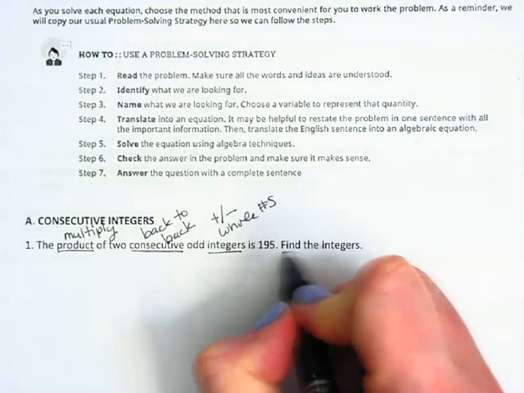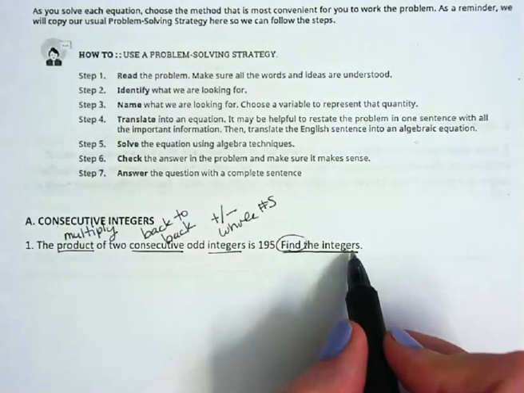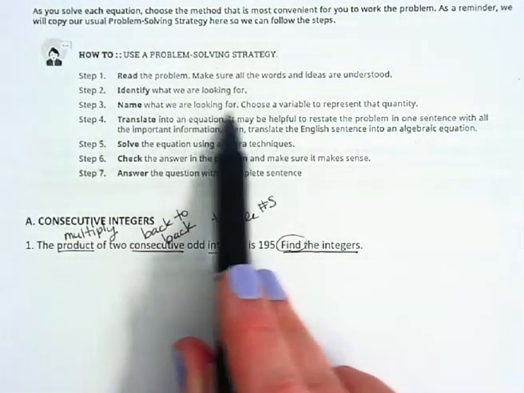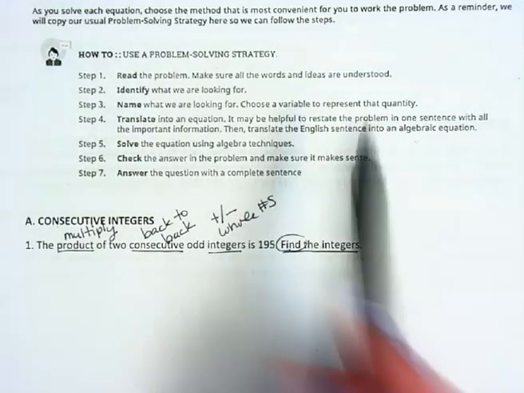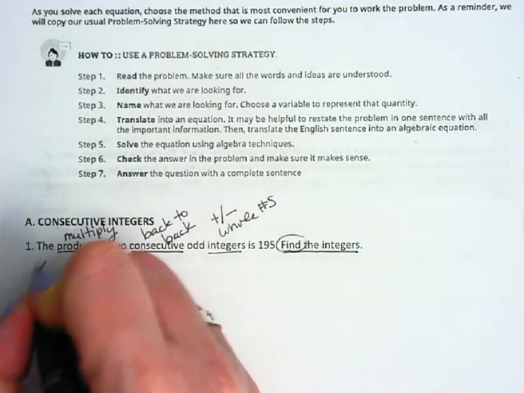Step two, identify what we're looking for. That comes from this sentence right here. This word find says find the integers. So that's what we're looking for. Step three is to name what we're looking for and choose a variable. So I have two integers, a first one and then a second one that comes next. I'm just going to give them variables x and y.